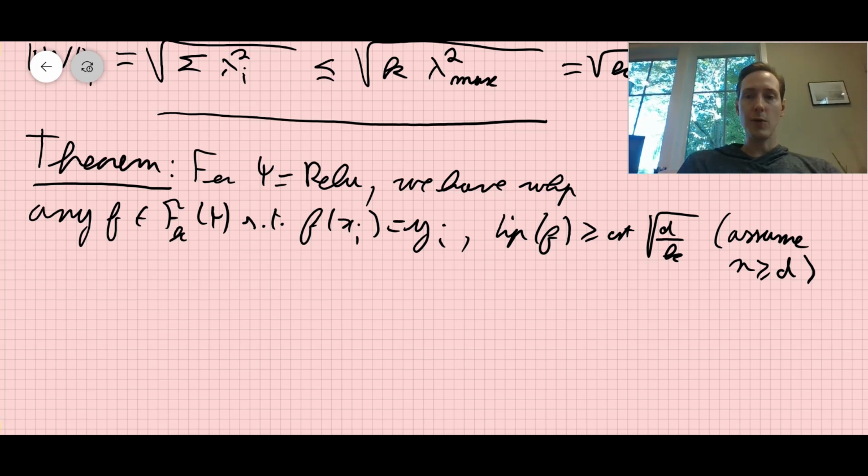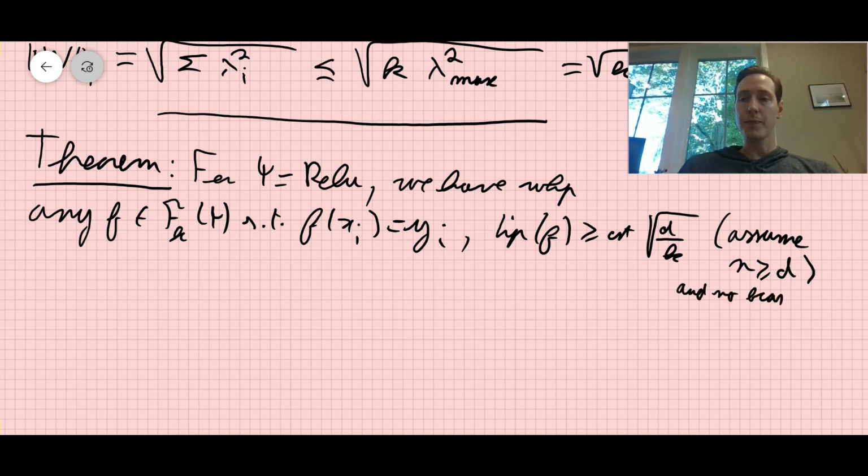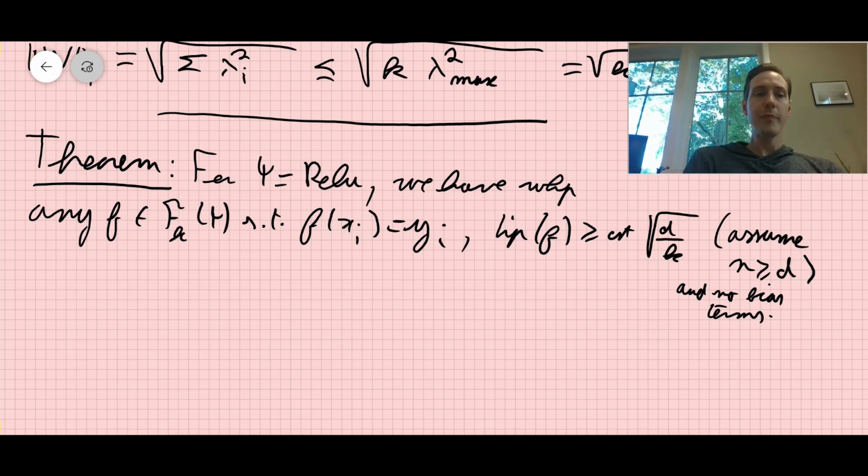Oh, and let me say also, we assume n is larger than d and no bias terms. This is somehow important in the proof. So here all the b_l are assumed to be 0. So let's see how to prove this. The proof is kind of interesting, and also very short.